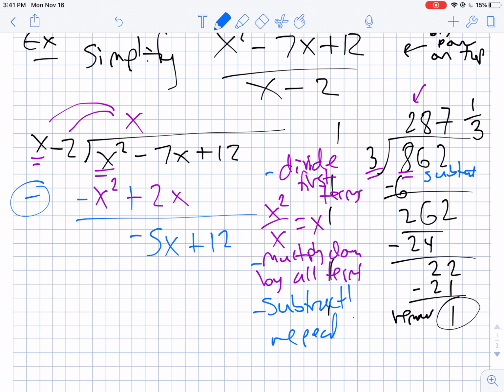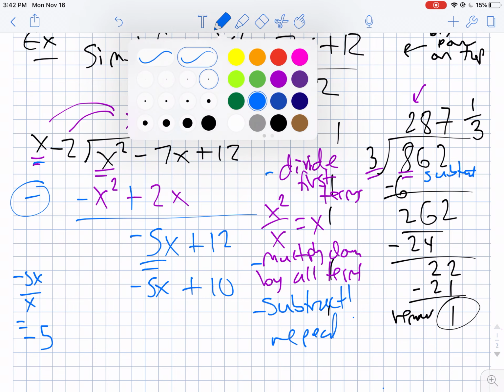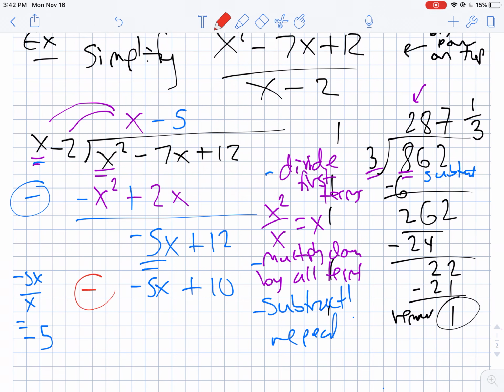So how many times does x go into negative 5x? So negative 5x over x gives you negative 5. So I divide it. Now I'm going to put the negative 5 in, and I multiply down. So negative 5x, and then negative 5 times negative 2 is positive 10. Okay, now I'm going to do the subtraction again. I'll turn this to a plus, I'll turn this to a minus. And when I go down, I have 2.